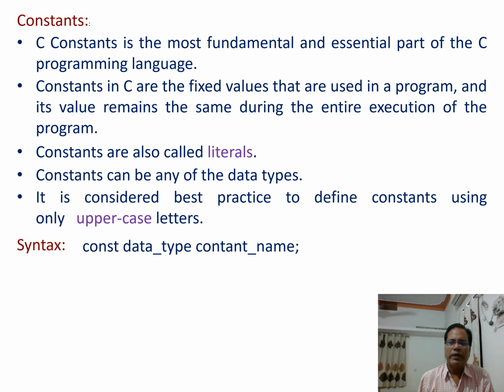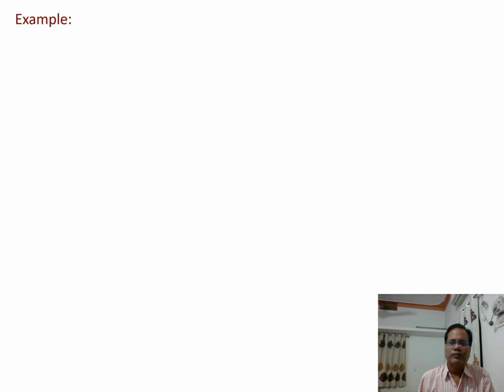The syntax for defining and declaring constants is like this: const keyword, then data type, and then constant name, and at the end a semicolon. Or data type, const, and then constant name, and at the end again a semicolon.